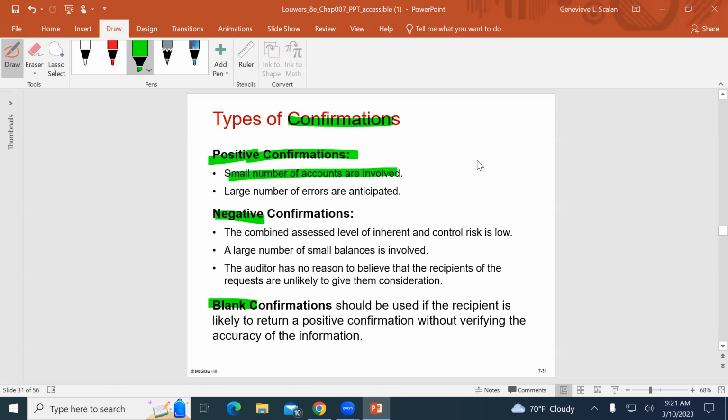You couldn't do it for a lot of customers because obviously you wouldn't want to open that many letters or get that many faxes, unless you think there would be an error or something's going on.